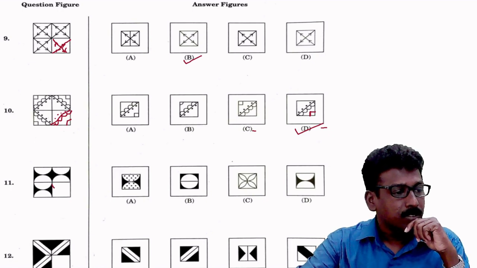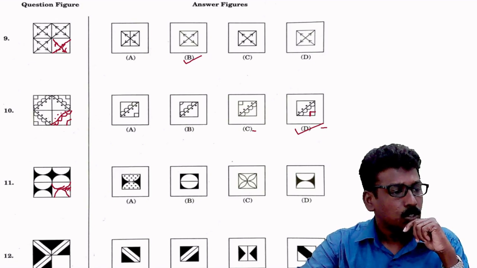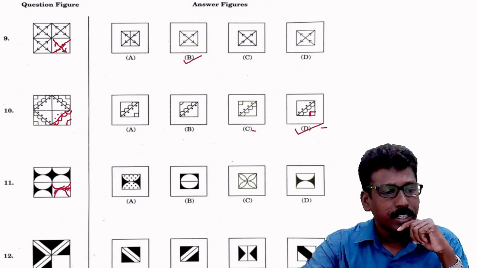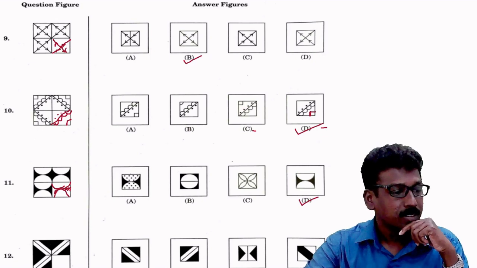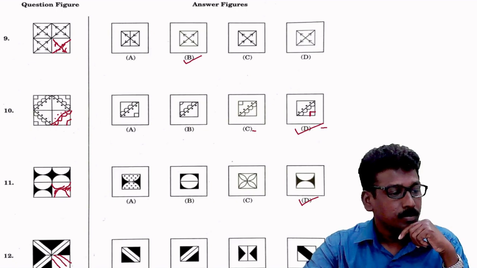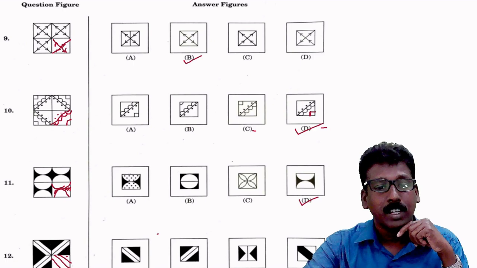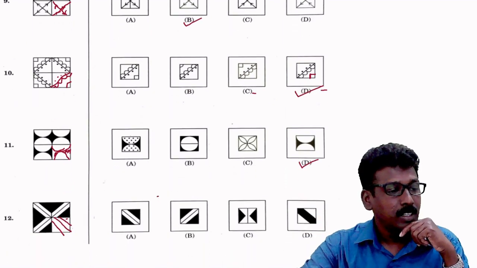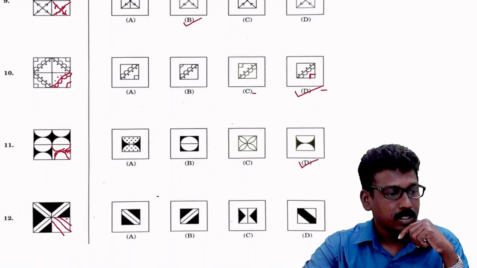Here in the next one, you have to join now and shade two semicircles. Yes, D is the correct answer. Here you can see this, you join and shade both sides. Yes, A is the correct answer. Here, A is the correct answer.